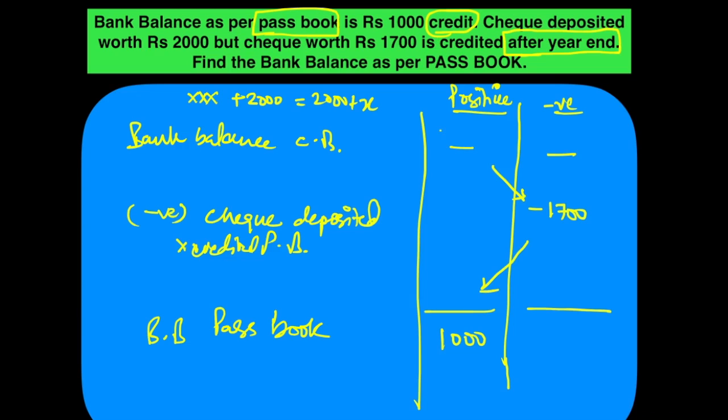So what is going to be our answer? Our answer is going to be 2700 positive balance, because only then we would reduce 1700 from this balance of cash book and then we'll arrive at bank balance as per passbook, which is going to be 1000. So our answer is debit balance or positive balance of 2700 in our cash book. So that is our answer. Our question here is asking bank balance as per cash book and not as per passbook. So when the question asks bank balance as per cash book, our answer is 2700. Let's have a look at the third question.